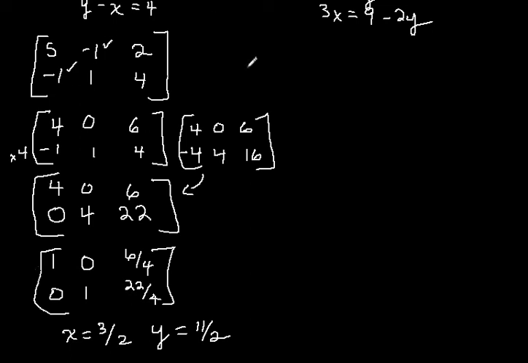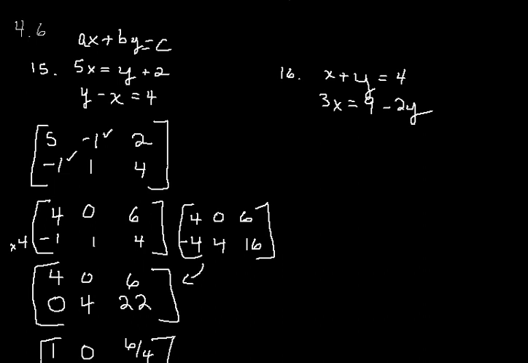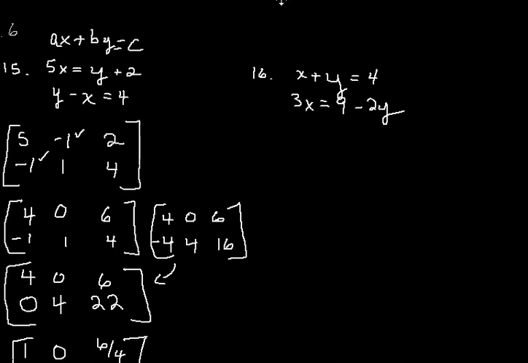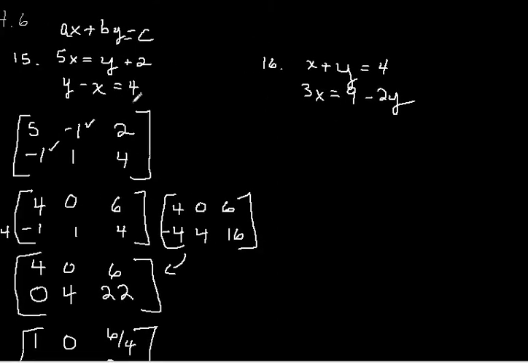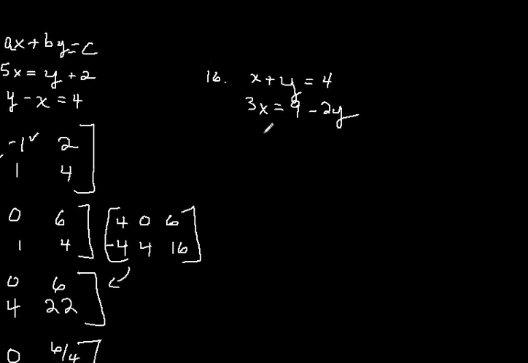So that was a real quick view of how I do it. Let's try one more. 16. Now, if at any point I would have gotten right here 0, 0, 4, then it's inconsistent, and you would write inconsistent. If I would get at any point 0, 0, 0, it would be infinitely many solutions. That would be the same line because they're multiples of each other. Let's try this next one.